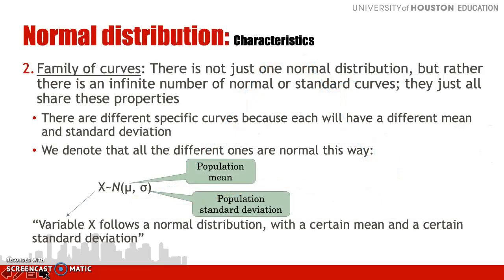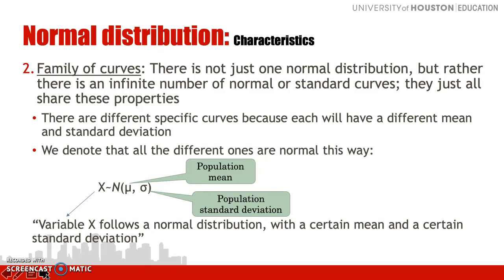The second characteristic of the normal distribution is that there's what we call a family of curves. So there's not just one normal distribution, but rather there's an infinite number of normal or standard curves. And that's because you can have lots of different means and lots of standard deviations associated with that. It's not that the mean is always the same, and it's always the same standard deviation for it to be normally shaped. There are different curves, again, because of those mean and standard deviation.